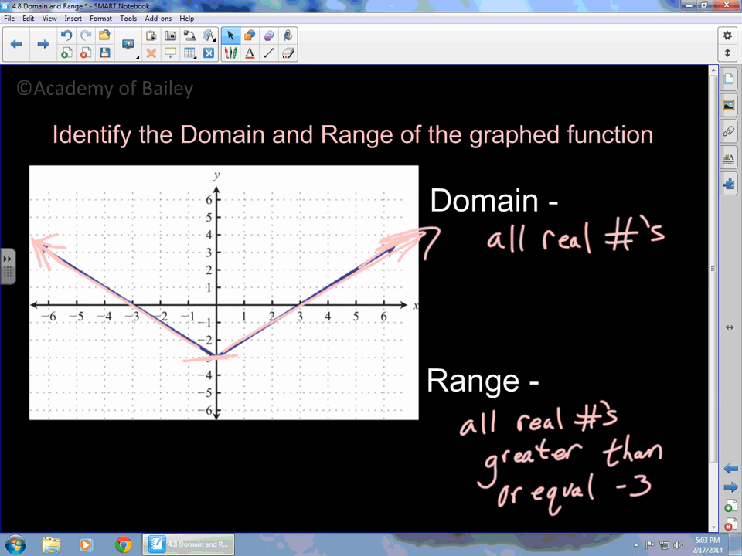That's all we have on domain and range. Let me know if you have some questions.